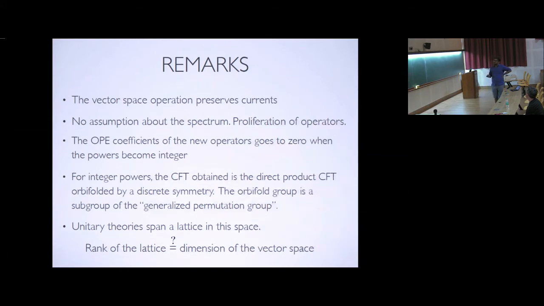Now one could propose a question like this, for example, whether the rank of the lattice is the same as the dimension of the vector space. What does that mean if this were true? I don't know how to answer this question, but it's a question that one can formulate in this way. If this were true, it would mean that all the non-unitary theories are fake, in the sense that they are obtained from unitary theories by this alpha, beta vector space addition. So I don't quite know how one would answer this question, but it's a question that one can pose in this formulation. Okay, I'll stop here. Thank you.